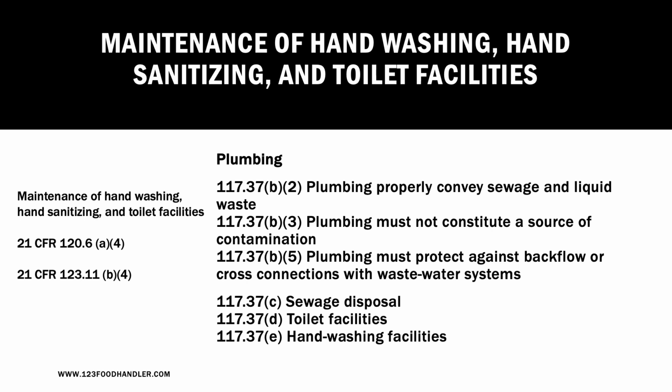make sure the plumbing must not be backflowing or have cross connections where we have contaminated water in the hand washing, sanitizing areas. Looking specifically at the toilet facilities and hand wash facilities, what's required there. 117.37, a lot of stuff there.